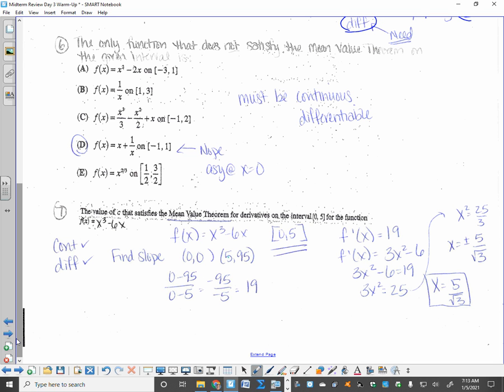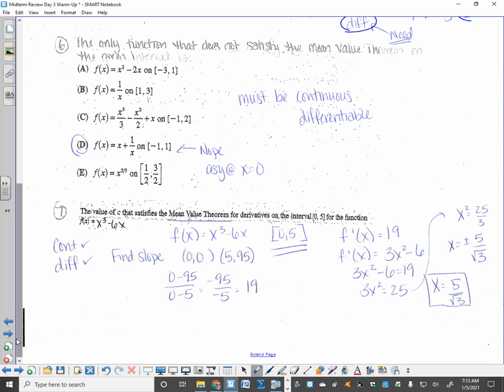Okay, so here we go. Now we're going to do number 7 where we actually get to find something. So the value of C that satisfies the mean value theorem for derivatives on the interval 0 to 5 for that function. Okay, so first of all, that's a very nice function. It's continuous and differentiable. So I need to find the slope from 0 to 5. So I plug in a 0, it's going to give me a 0, and I plug in a 5, and that gives me a 95.